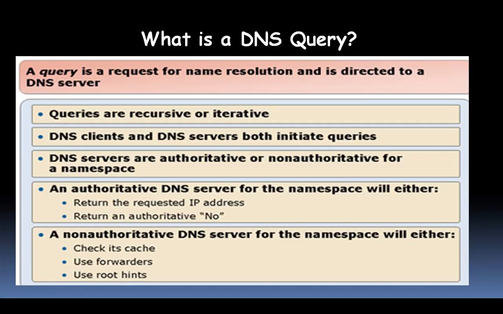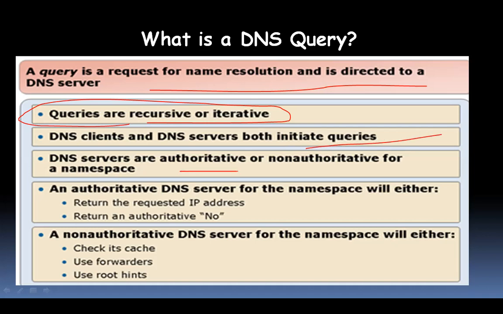What is a DNS query? So guys, a DNS query is a request for name resolution and is directed to a DNS server. You can say it is just a request for name resolution from a client to a DNS server. Queries are recursive and iterative. Two types of queries we have. DNS client and DNS server both initiate queries. DNS servers are authoritative or non-authoritative for a namespace, and I will talk about it in more detail in the next slide.